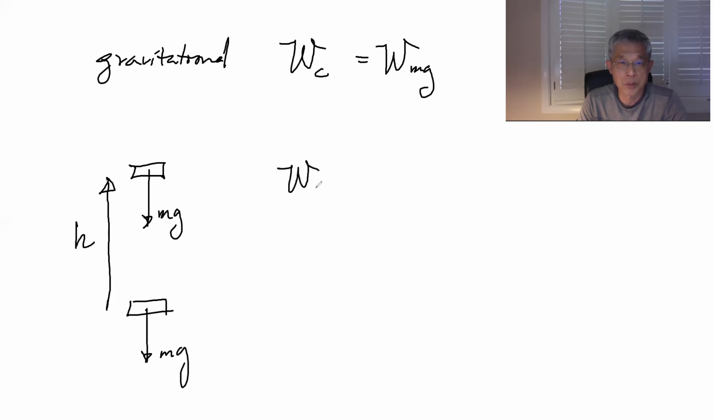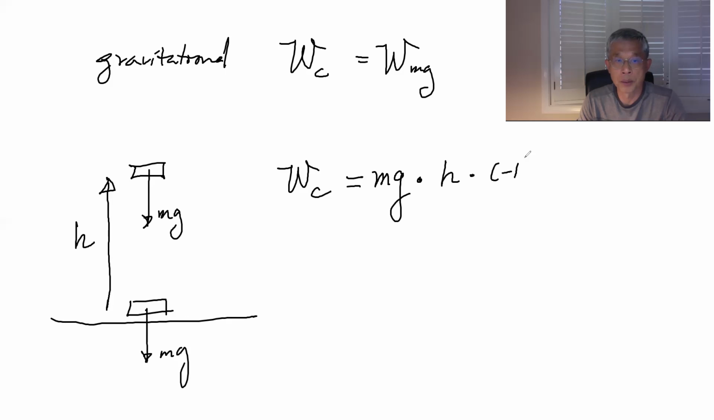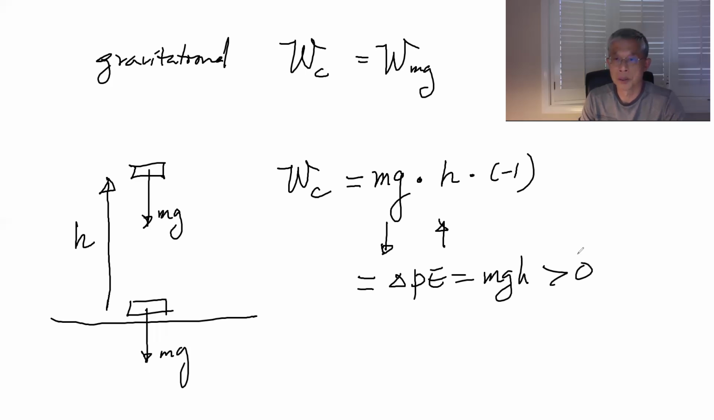So the work done by the conservative force, where this is the ground, is equal to mg, which is the conservative force, times h, and then times negative 1, because mg is going down and h is going up. And that should be equal to minus delta PE. So you go from here to here, negative and another negative, so it becomes positive.